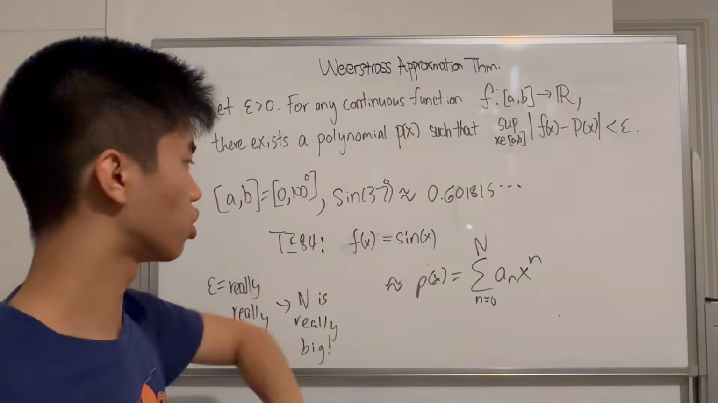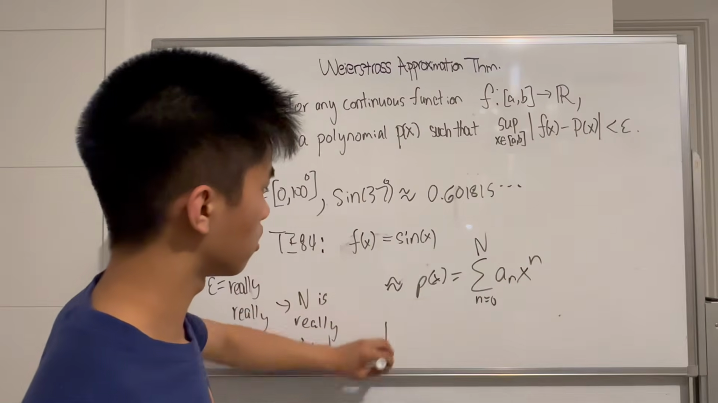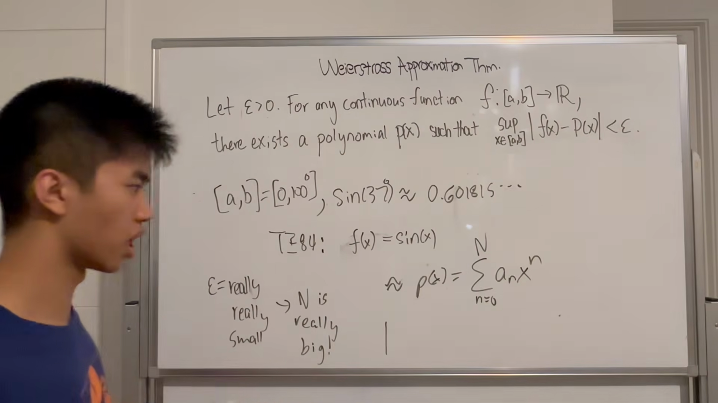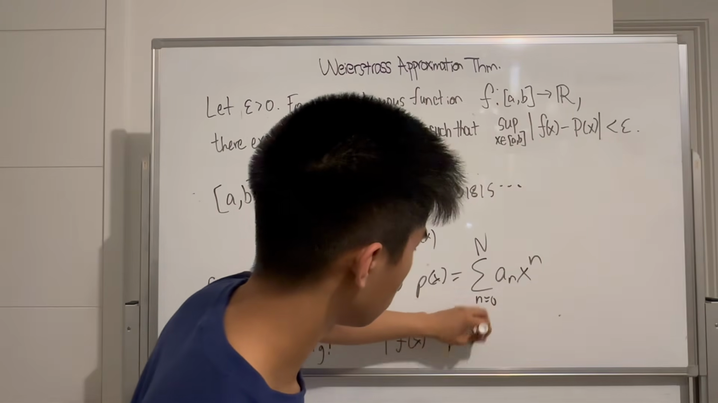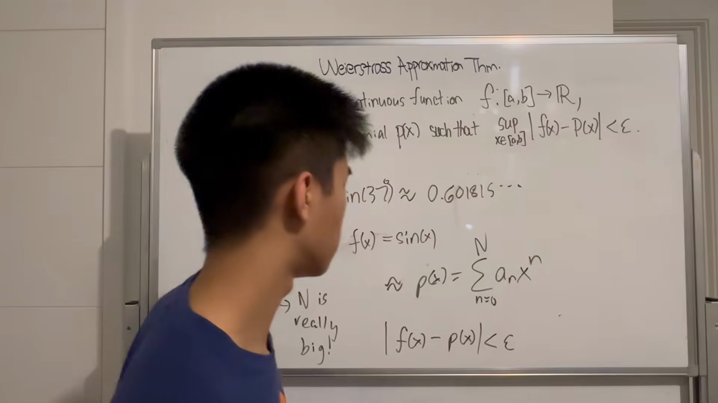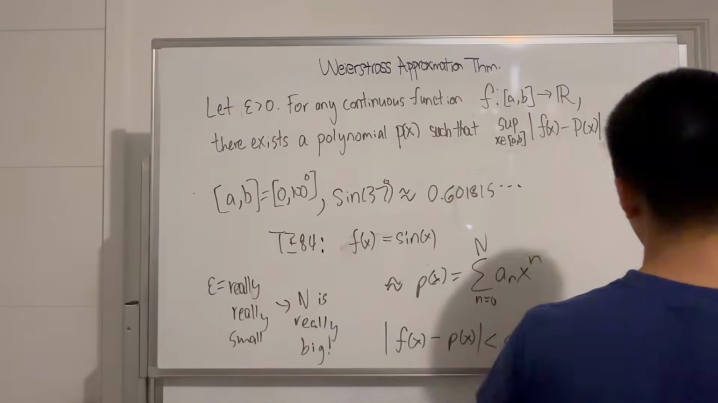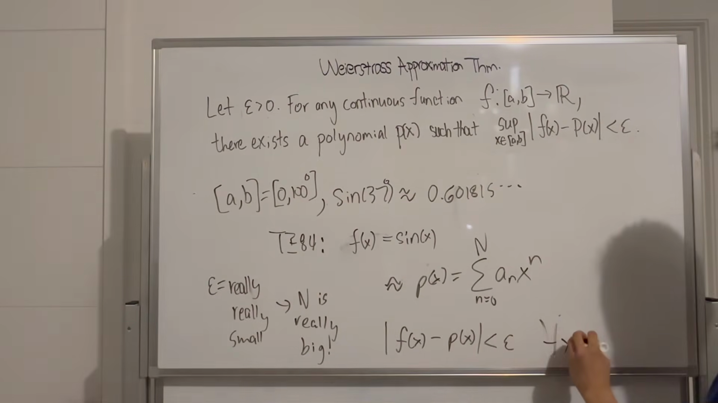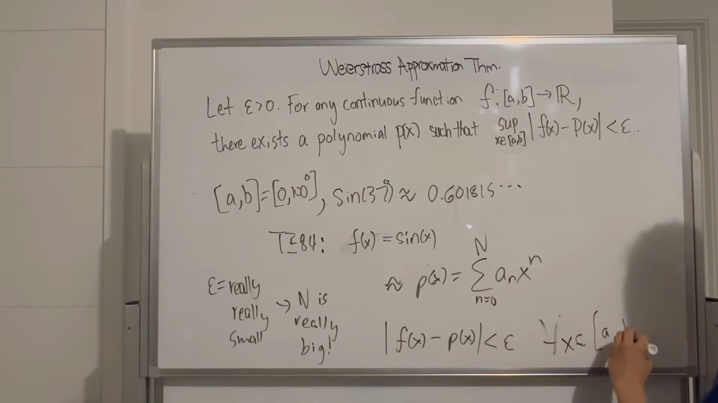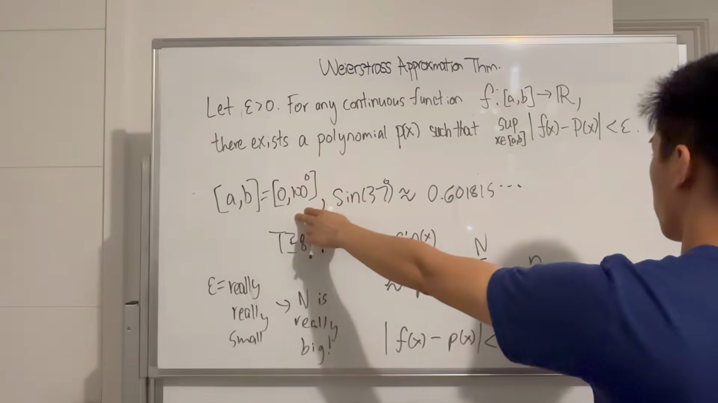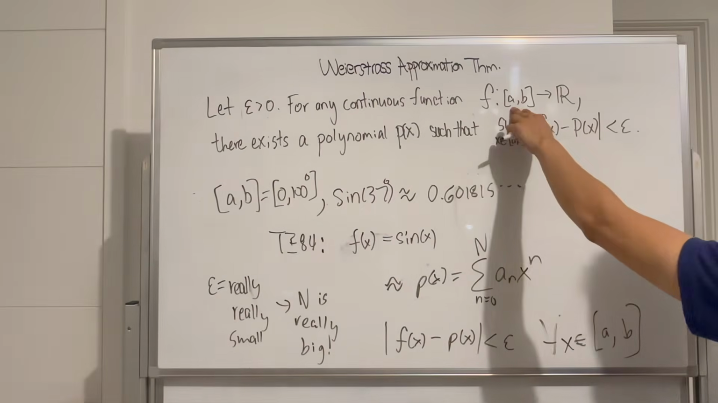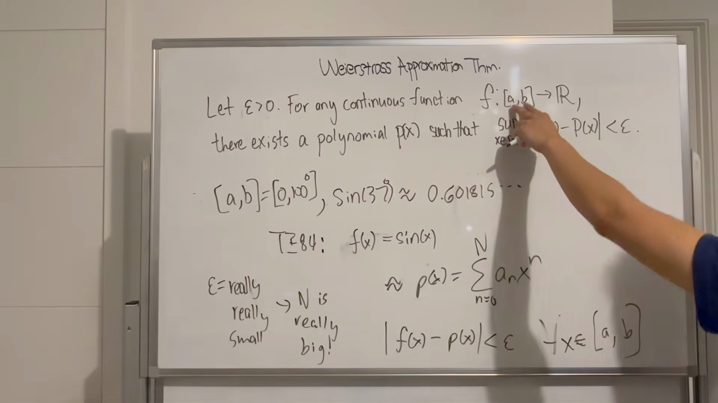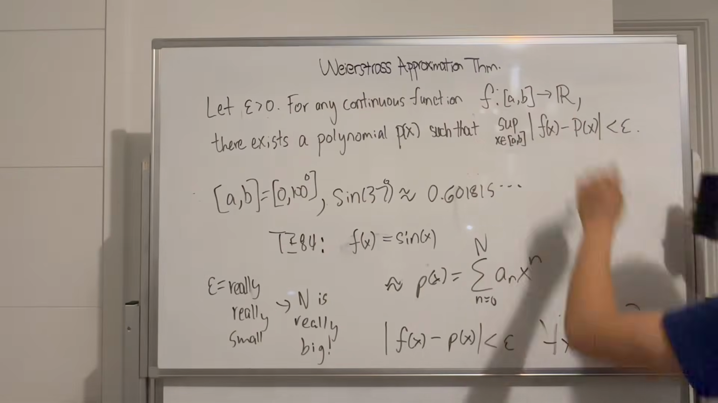And this polynomial is so good that for this really small epsilon, we get that the absolute value of f of x minus p of x is less than epsilon, the error, for all x in the interval a to b. And in this case, we're setting our interval to be 0 to 100. But our interval can be whatever, it doesn't matter as long as these are both real numbers and b is greater than a.